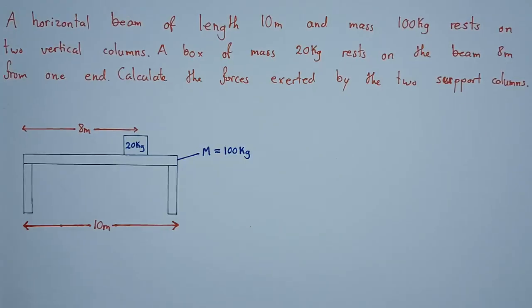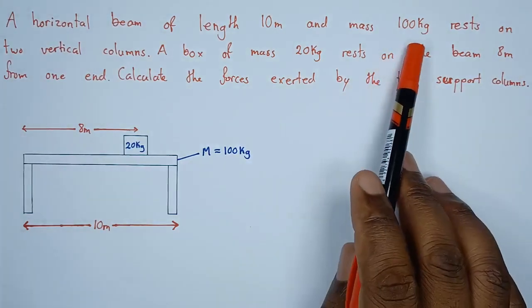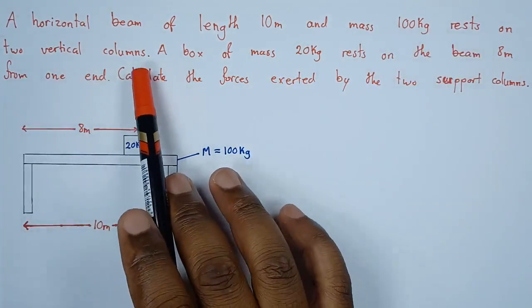Hi everyone. So we have this question under rotational motion and torque. Let's see how we can answer it. The question reads: a horizontal beam of length 10 meters and mass 100 kilograms rests on two vertical columns.